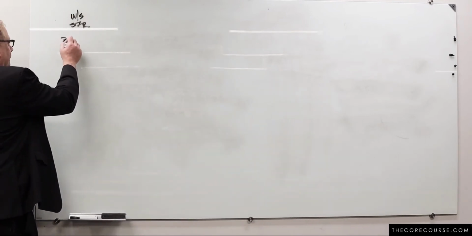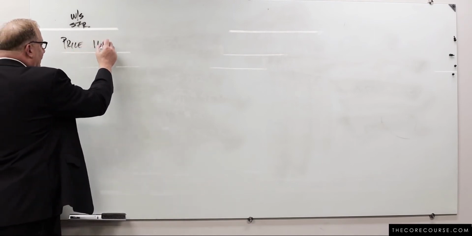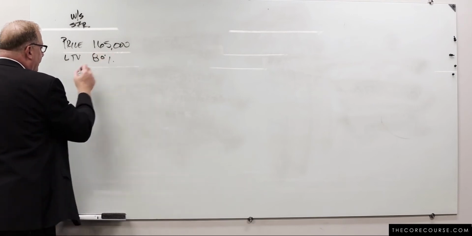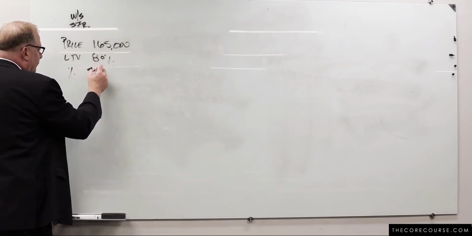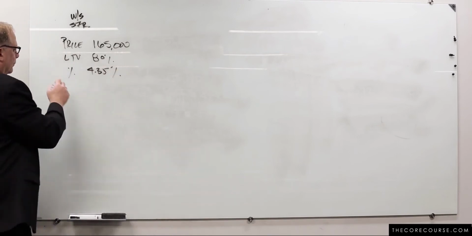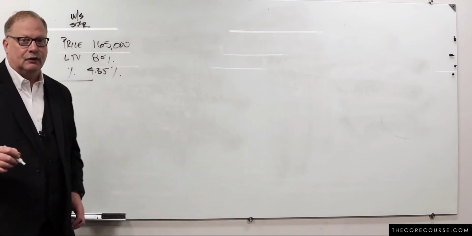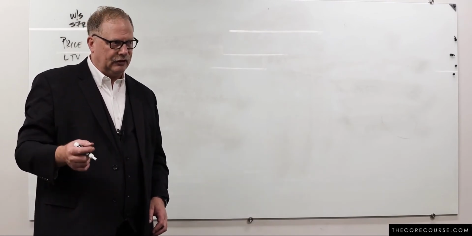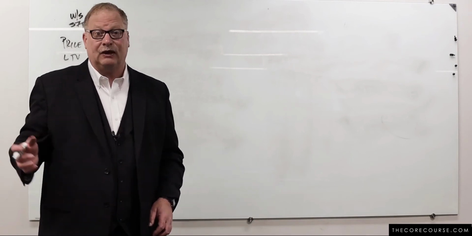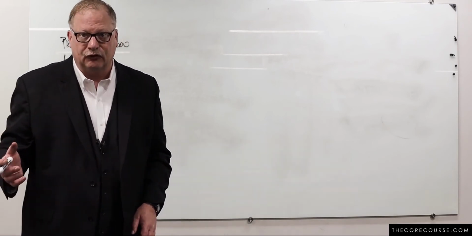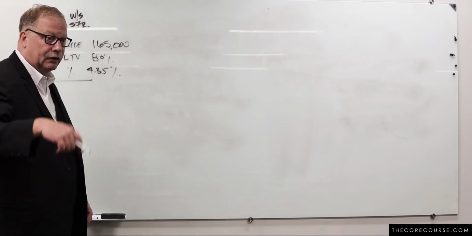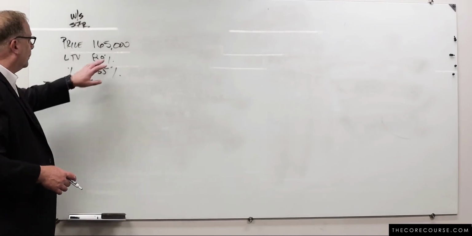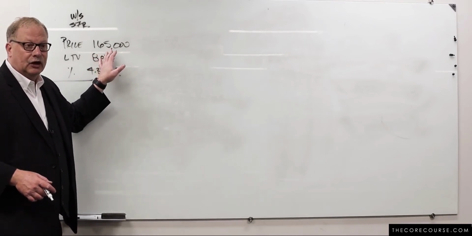So price is 165,000. Loan to value 80%. Rate 4.35%. So when I do these, the first thing that I want to do is figure out what the monthly payment is and the annual debt service. You don't have to do that first. It's just what I like to do first, okay? So get out your calculators, because I'm going to be asking you for the answers to these questions. What is 165,000 times 0.80?